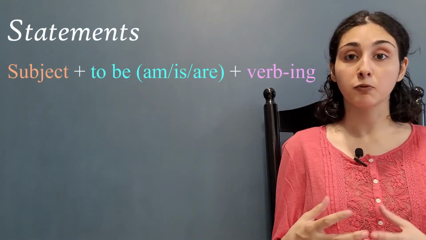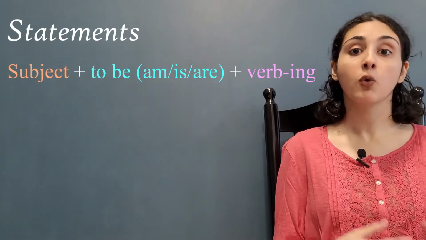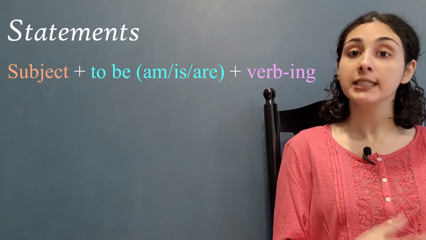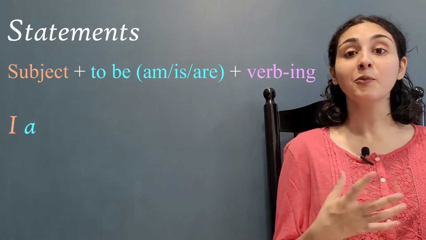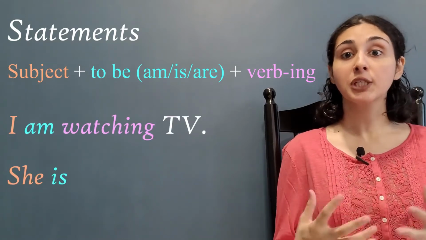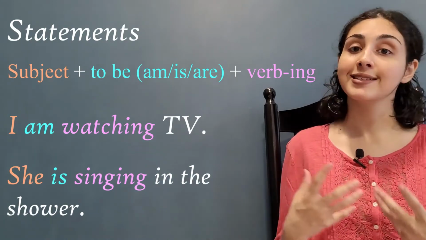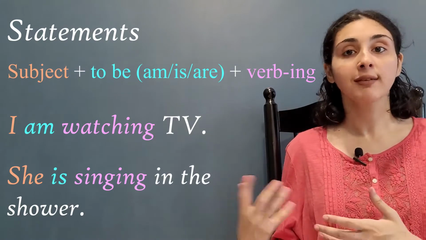To form a statement in the present continuous, we write subject plus the present tense forms of the be verb, so am, is, are, plus the present participle of the main verb, which is just verb ing. I am watching TV. She is singing in the shower. So here our main verbs are watch and sing, and we've just added ing after them to make them watching and singing.